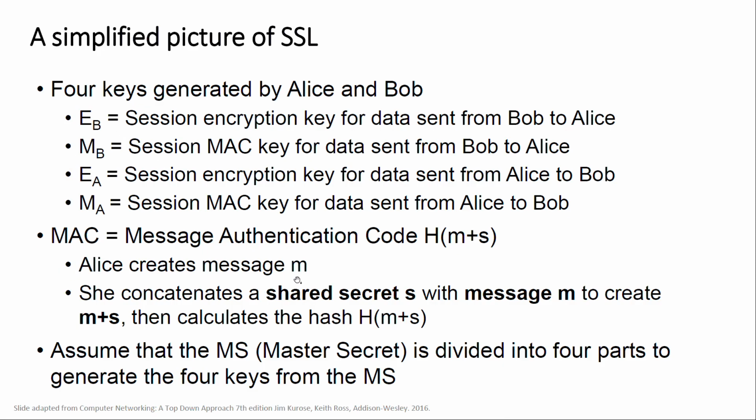Alice creates message M. She concatenates a shared secret S with message M to create M plus S, then calculates the hash of it. This is how we perform the message authentication code, but we have already seen a lot of examples and already talked about how HMAC is most of the time the preferred method. Assume that the master secret is divided into 4 parts to generate the 4 keys from the master secret.